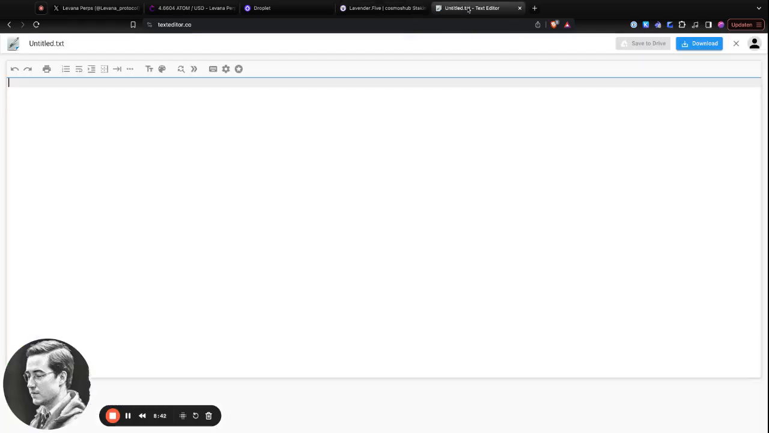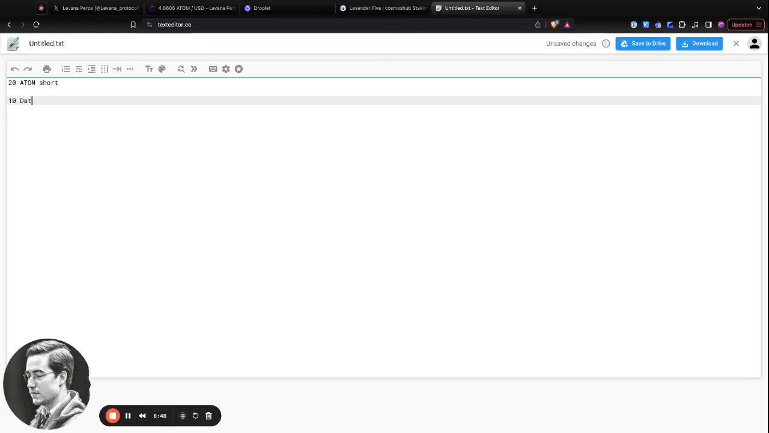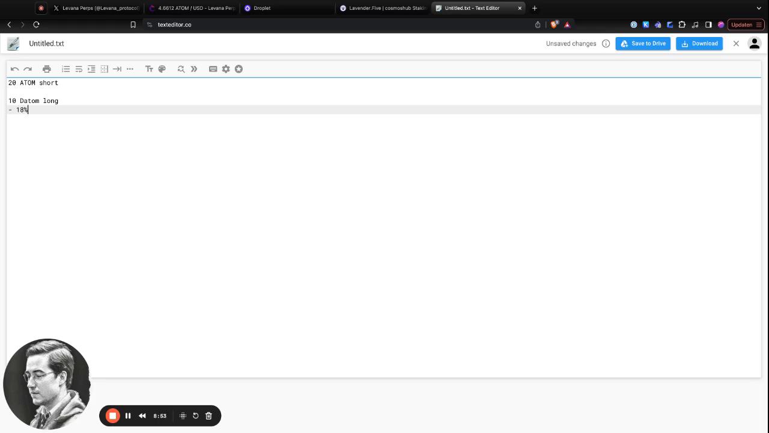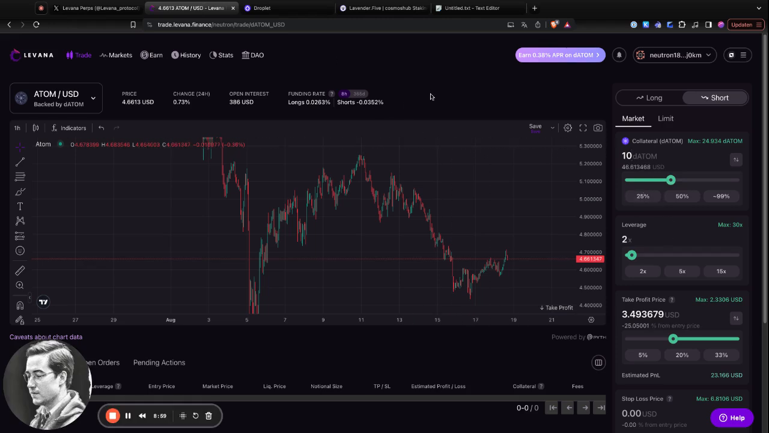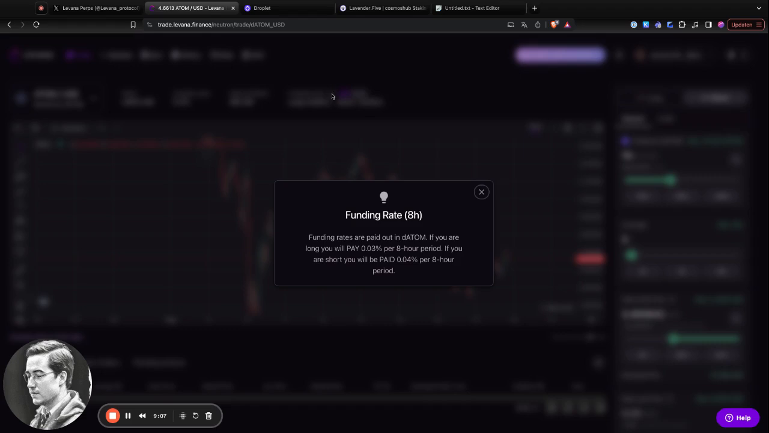Here, yeah. So right now we're going 20 dATOM short, and we're already 10 dATOM long. And this one is earning us 18%, and this is earning us, and that's what we're going to see right now. Why does this work? Well, because generally people want to long an asset because they always expect the price to go up. In the case of many markets, that means that if you take the short route, you actually get paid an APR. Here, if you're short, you'll be paid 0.04% per 8-hour period. So every 8 hours we'll make 0.04%.